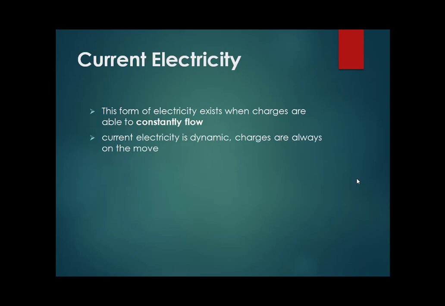So current electricity is dynamic. It means that charges are always in movement, in a moving position. So in current electricity, the main study is the flow of electrons. In electrical engineering or electronics engineering, the basic study is the flow of electrons.